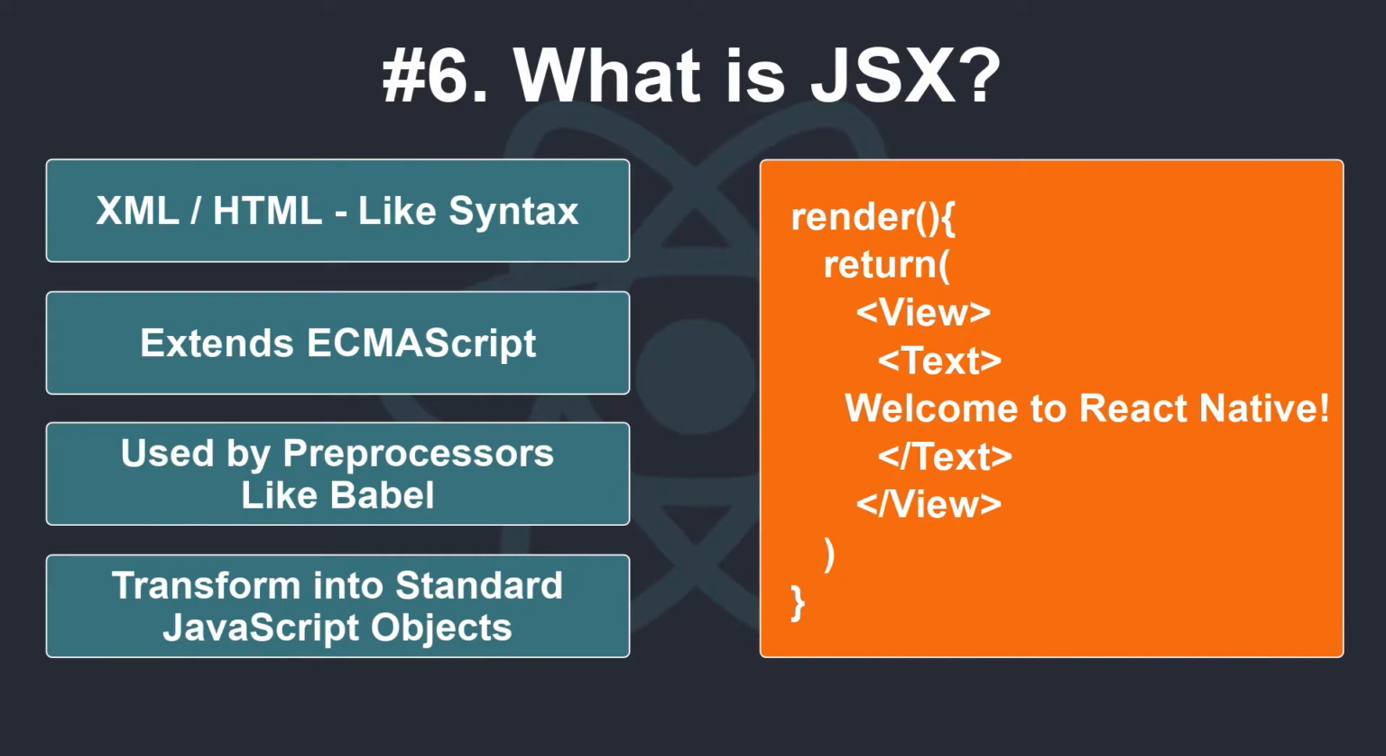For example, the text inside view tag return as JavaScript function to the render function.